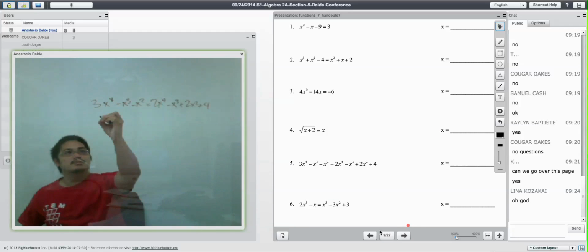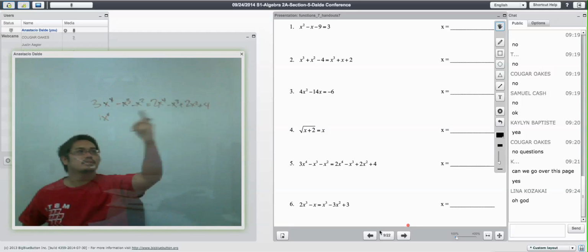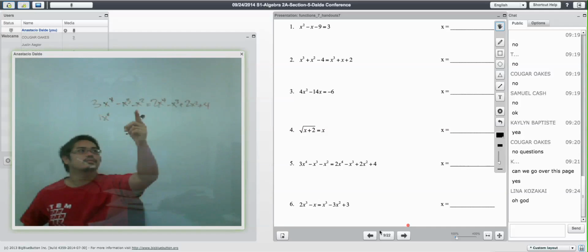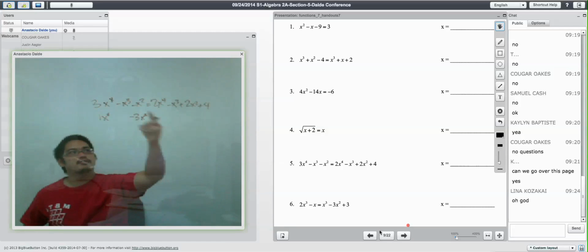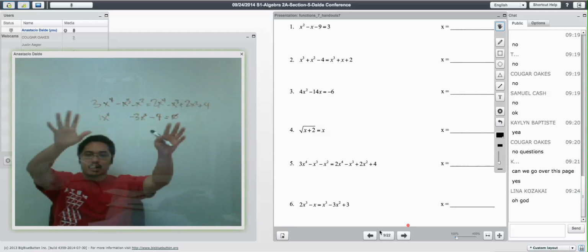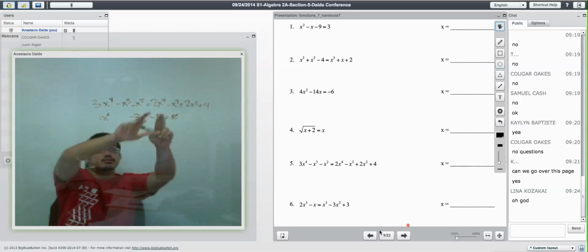This becomes 1x to the 4th power. This becomes 0x cubed. This becomes, what is negative 1x squared minus 2x squared? That would be negative 3x squared. And then I would just take the negative 4 and put it onto that side, equals 0. This looks way better than the one above. And all I did was subtract.